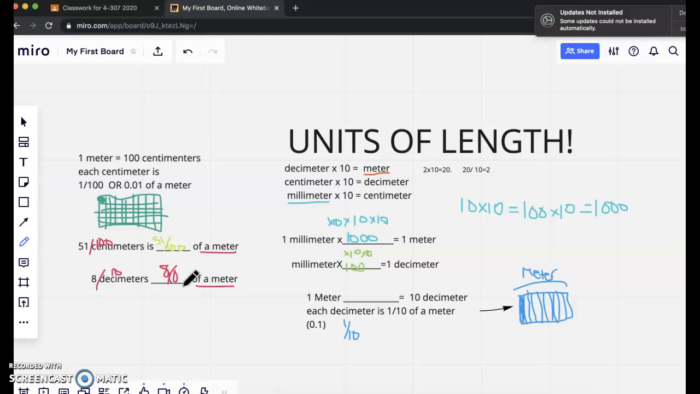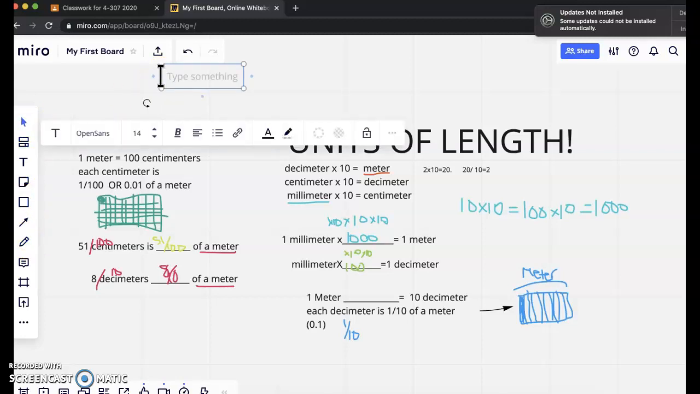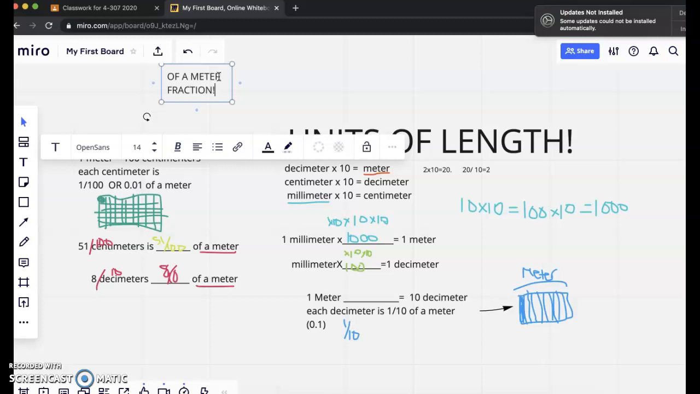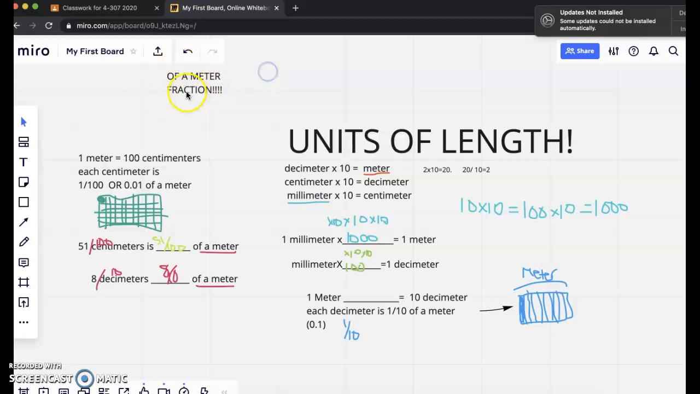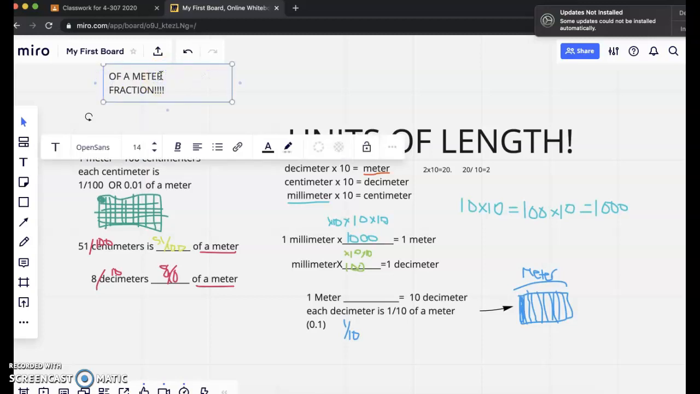And we're only going to be working with decimeters and centimeters today. So here's your big rule that you're never going to forget. When you see "of a meter" at the end, that means fraction. Okay? "Of a meter" means fraction. See how this has "of a meter" right here? That means it's going to be a fraction.